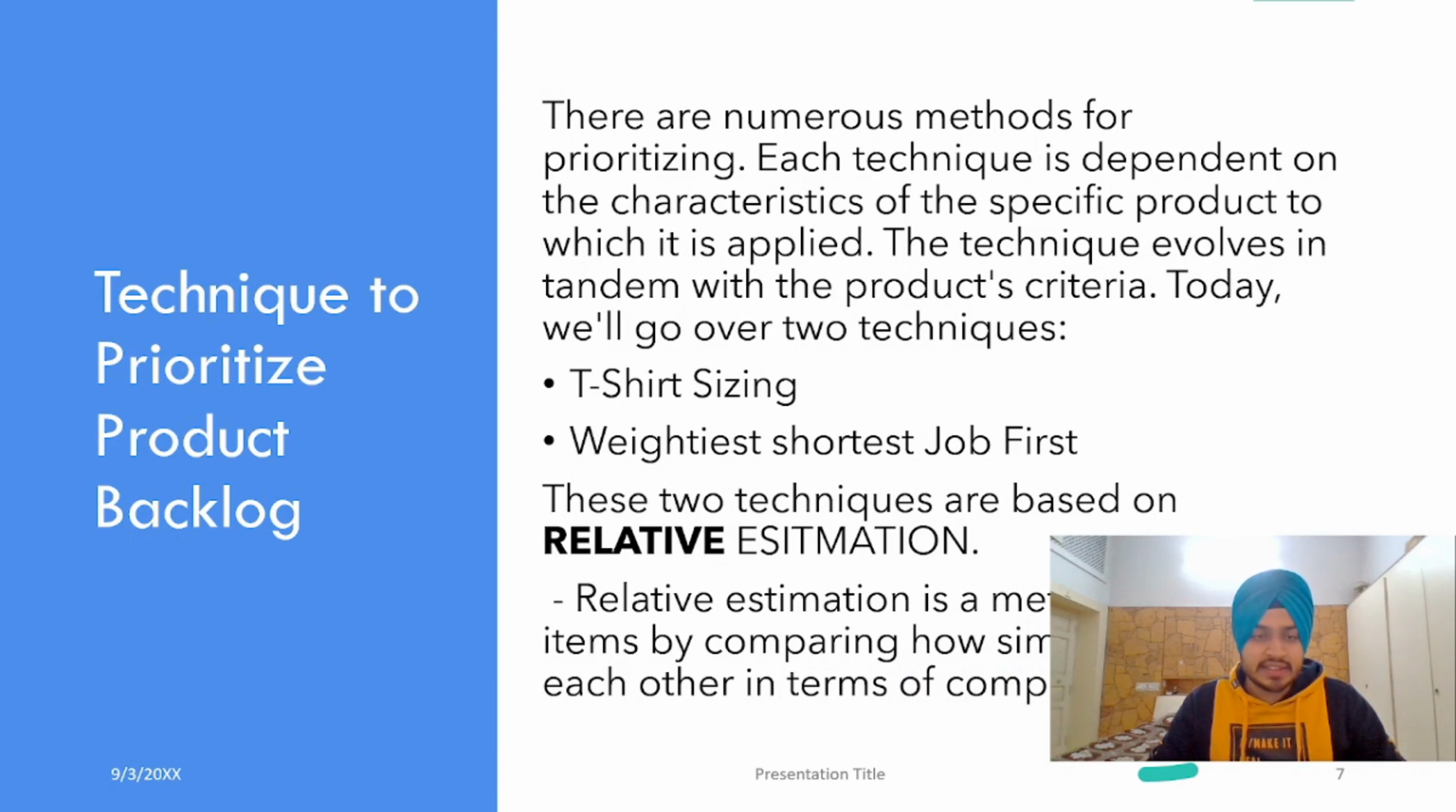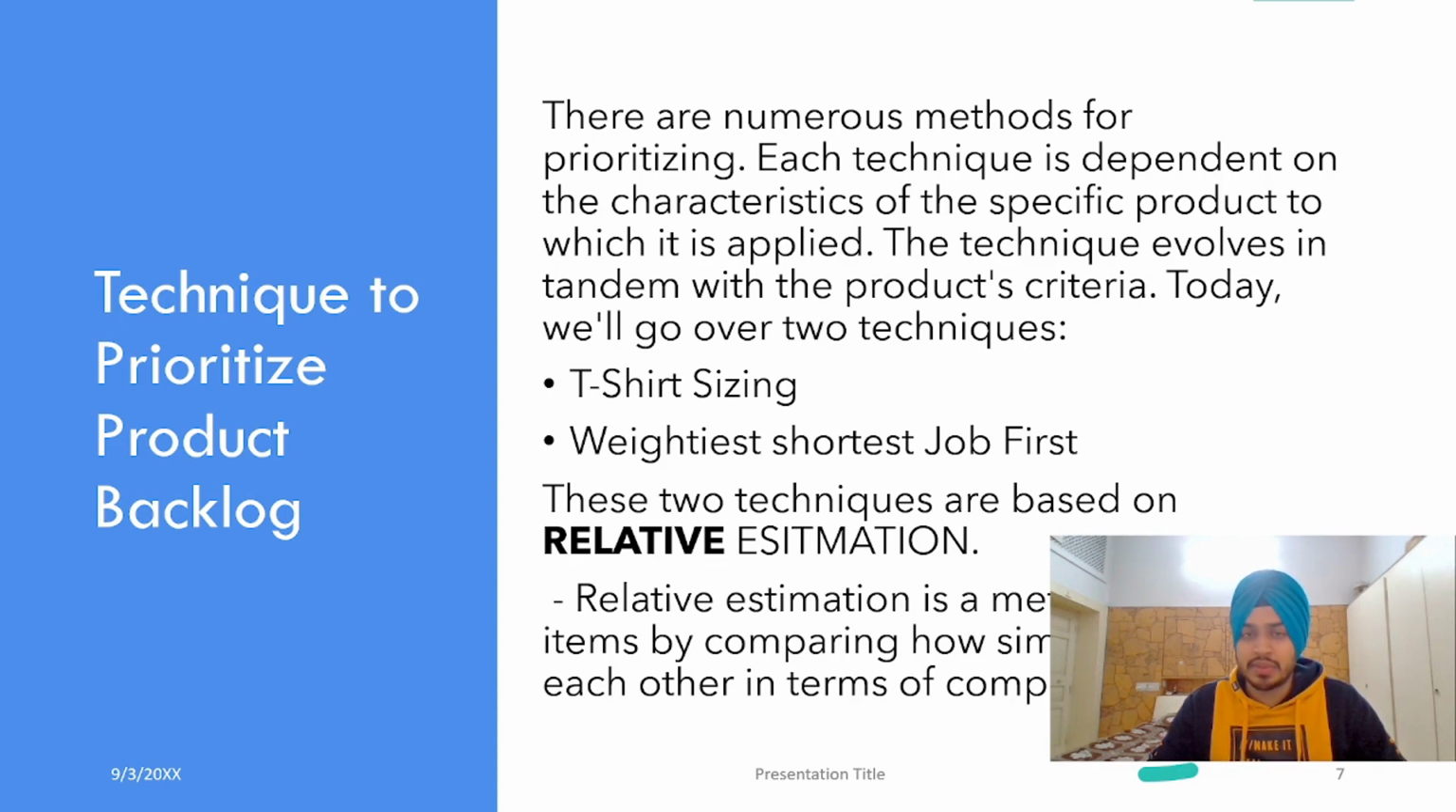Let's see the various techniques to prioritize the product backlog. So we will be discussing two major techniques. First would be t-shirt sizing. Second would be weighted shortest job first. Both these techniques are relative estimation. So there are a total of two types of estimation.